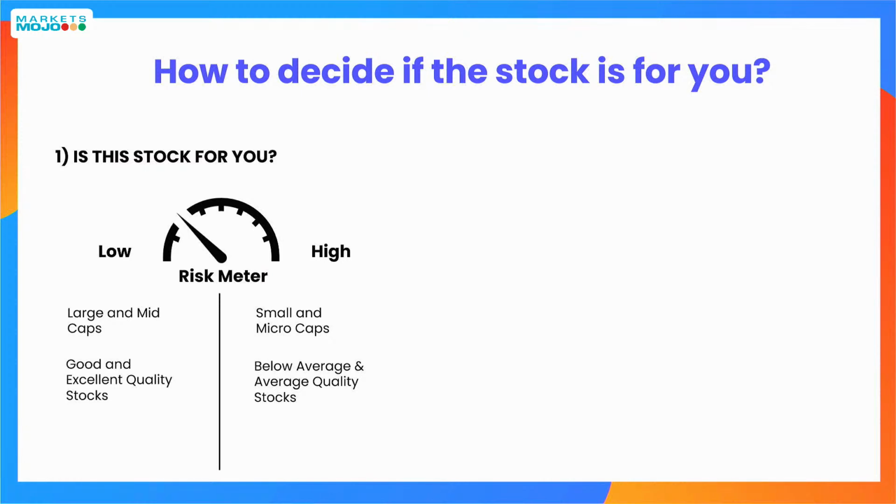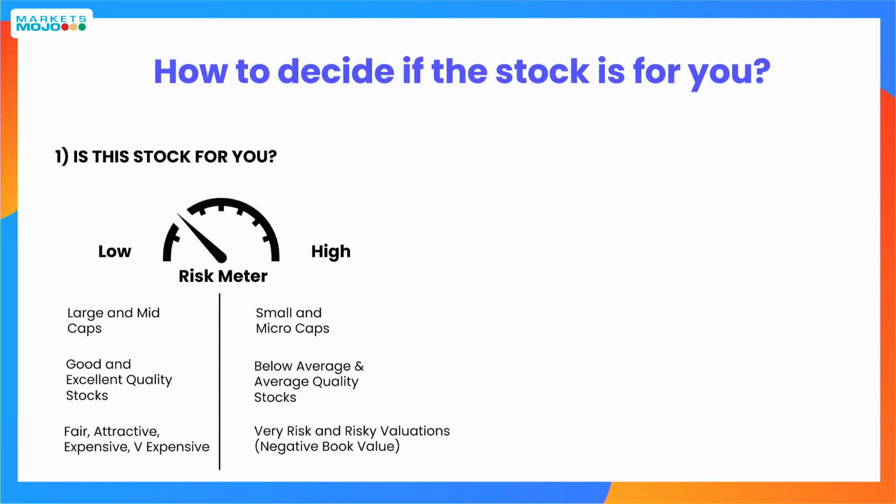The second one is on the quality dot. So we have good and excellent quality stocks towards the left, which is low risk. Below average and average quality stocks could be higher risk. The reason I'm saying that is quality looks at consistency of performance. How consistent have the financials been of the company? Companies that are not that consistent could fall under below average and average quality. So there is a chance that that particular stock might face a lot of volatility in the market. So they fall under a high risk meter.